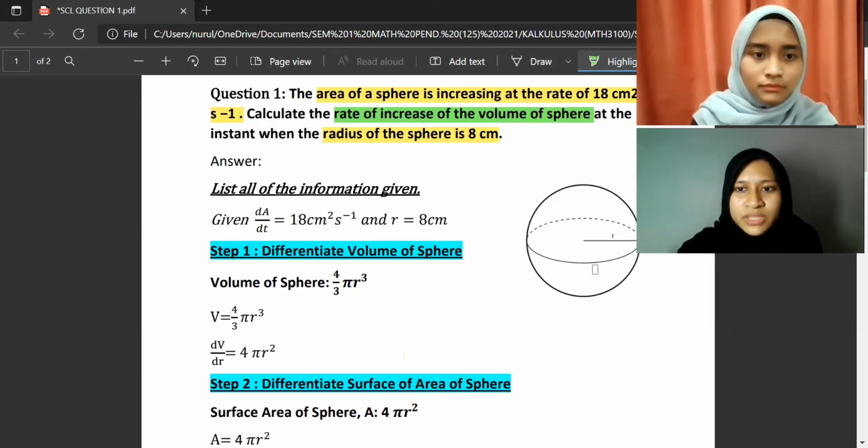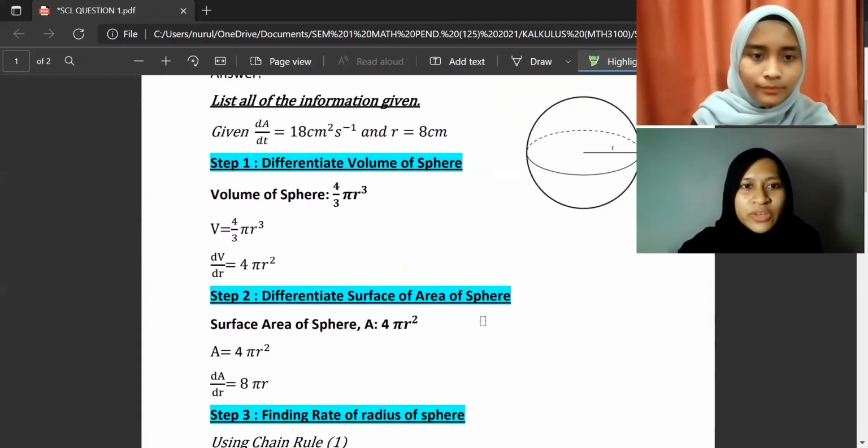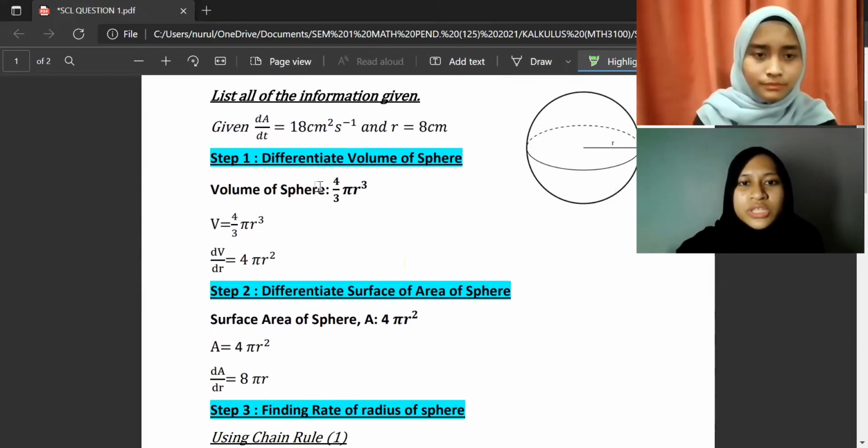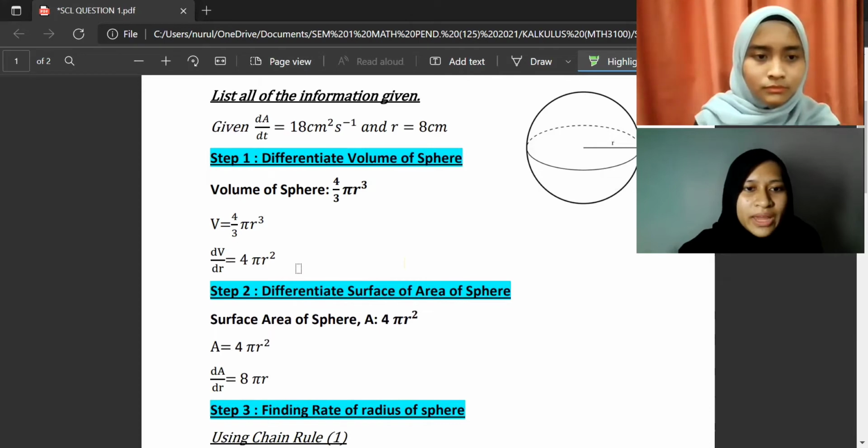This image of a sphere is here so that we can get the imagination when solving these questions. It will help actually. Okay, so we'll be moving to the first step of this question. Step 1 is that we need to differentiate the volume of the sphere. Even though the volume of the sphere wasn't given in the question, we all know that the basic equation is 4/3 pi r cubed. So first we need to differentiate. When we differentiate the volume, we will have 4 pi r squared.